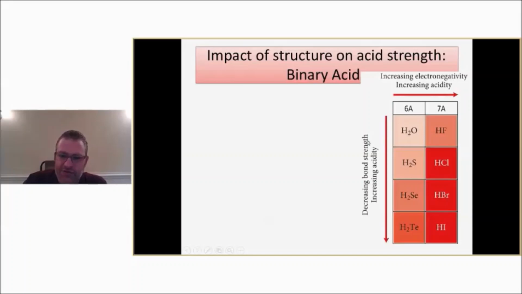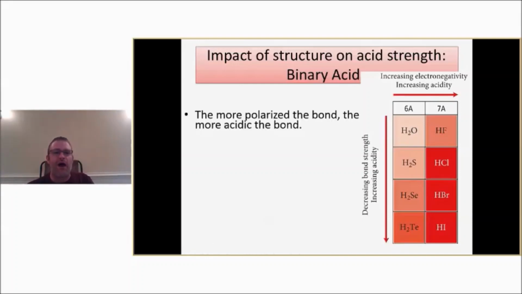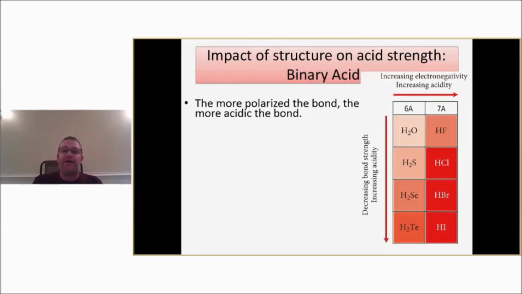In addition, as we decrease the bond strength, in other words, as our atoms get bigger, okay, our binary atoms get bigger, then we gain strength in acidity. So in other words, H2Te with a relatively weak H and Te bond is going to be a much stronger acid than the OH bond, because O is such a small electronegative atom that it holds on to that H very tightly. So to summarize, the more polarized the bond, the more acidic the bond, okay?